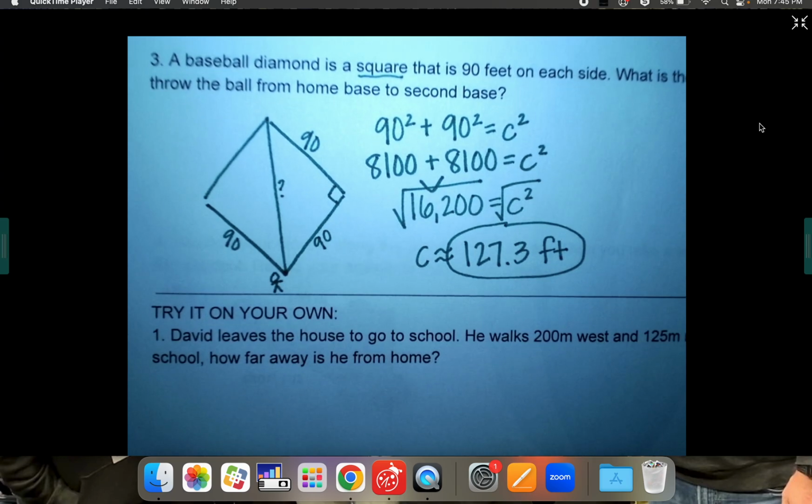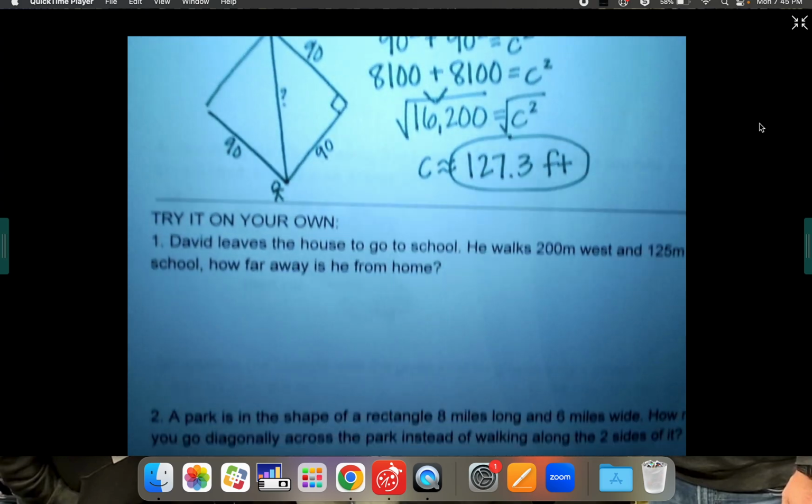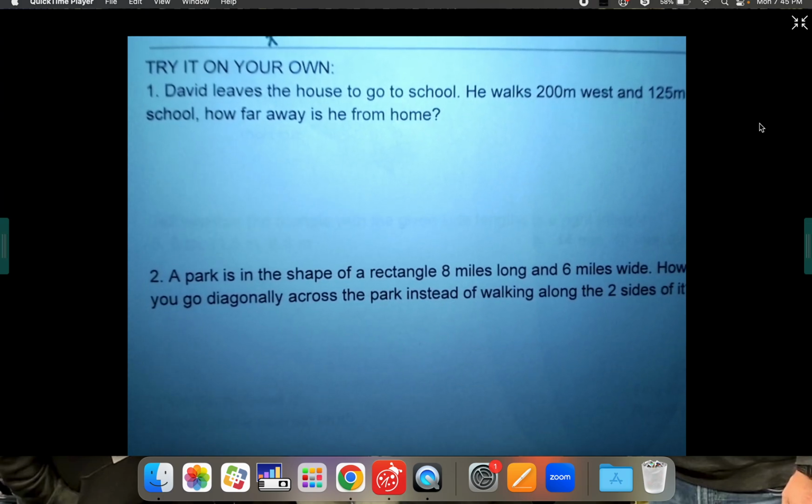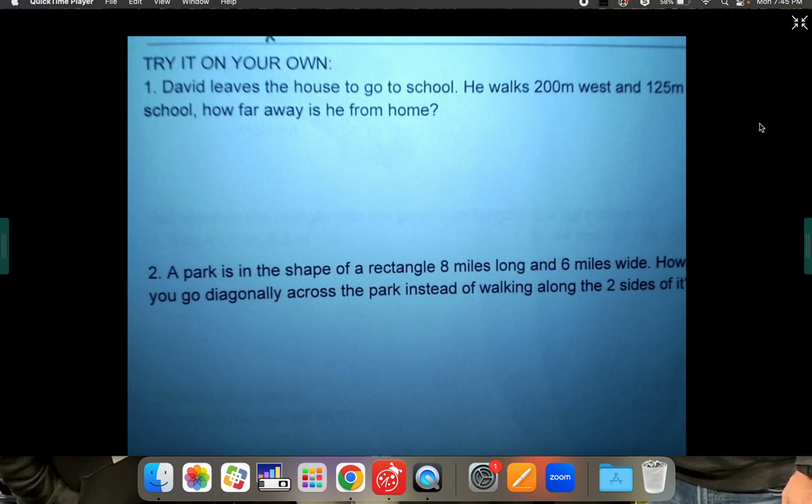Okay, I would like for you to pause the video and try the next two word problems on your own, and then push play and check and make sure you did it correctly.